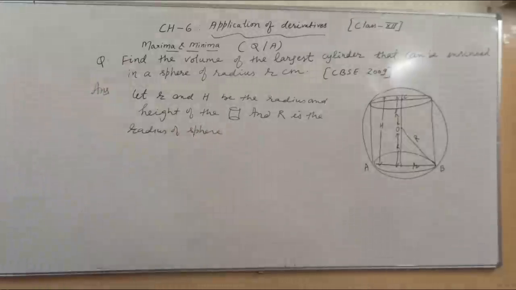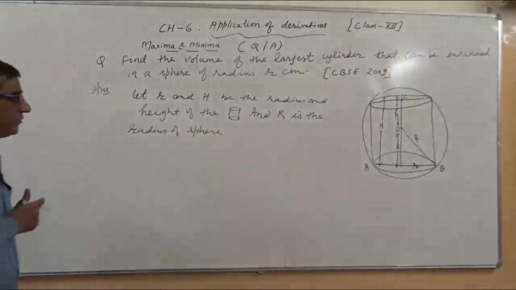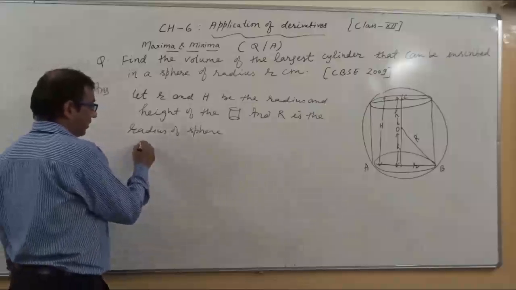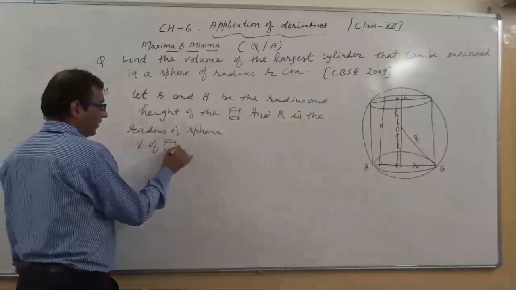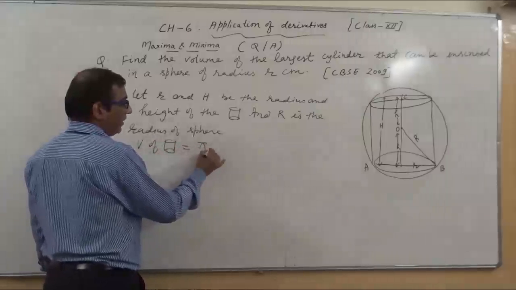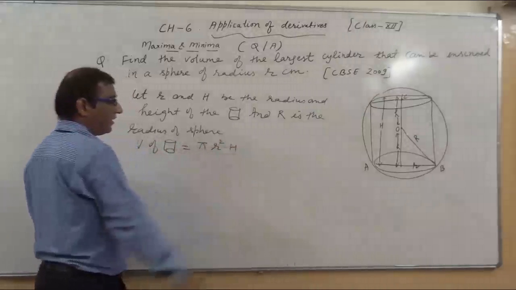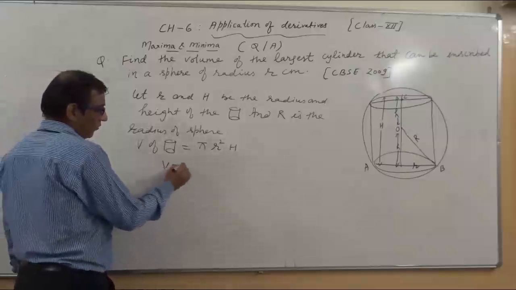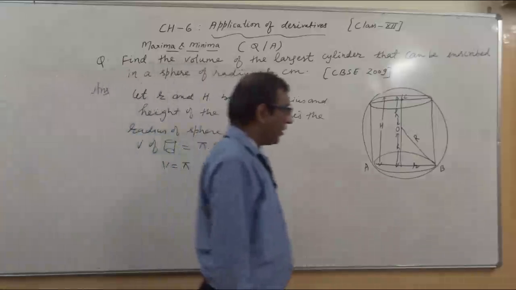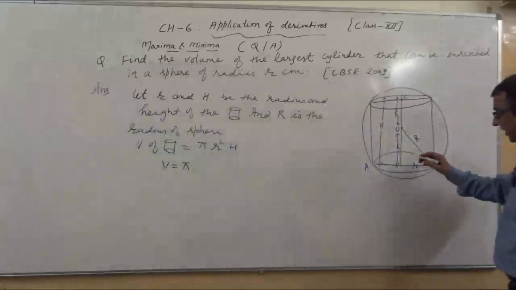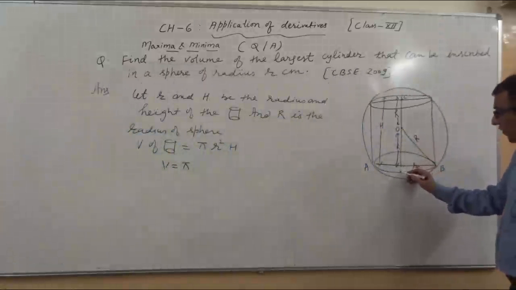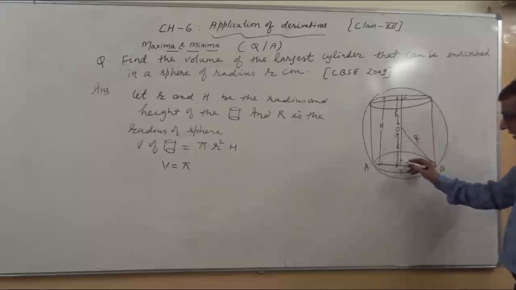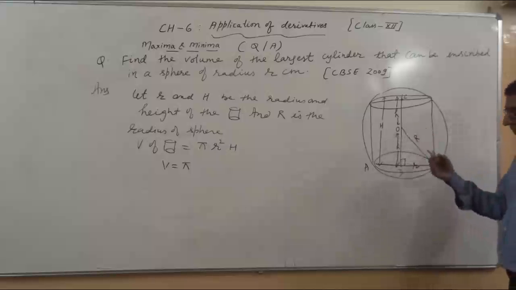So how can we show the volume is maximum? Largest means maximum. So we will write the volume of the cylinder, this is equal to pi r square h, right? So V equals pi, and how can we calculate the value of r square? In this triangle, if you mark one more point D here, in triangle ODB, angle D is equal to 90 degrees, so we will apply the Pythagoras property here. So what is the value of r square?